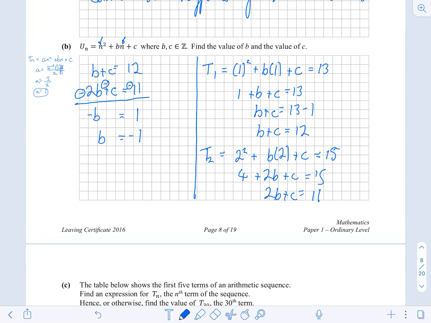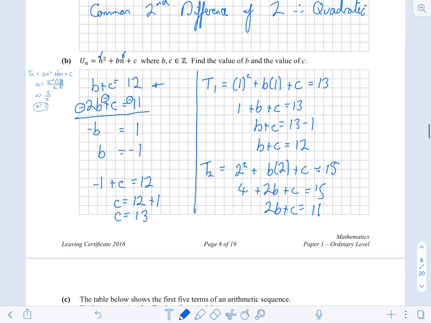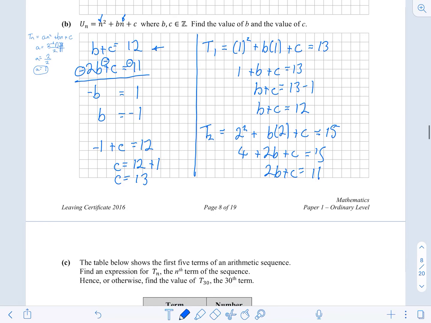So I'm going to use the top line here, and I'm going to go for minus 1 plus c is equal to 12. So c must equal 12 plus 1. c must equal 13. And that then gives me the formula. Now that's the question answered, okay?